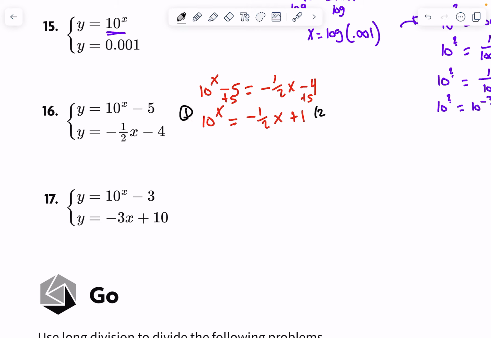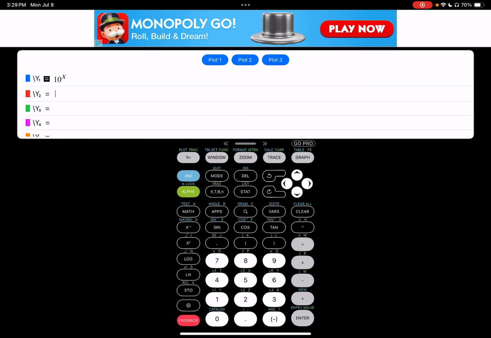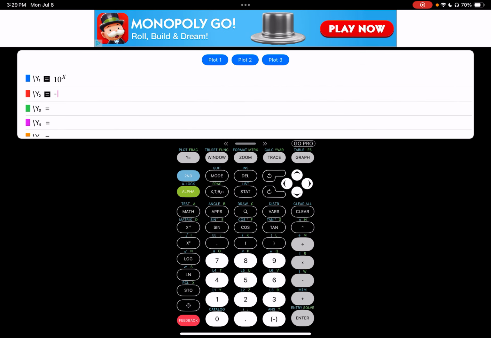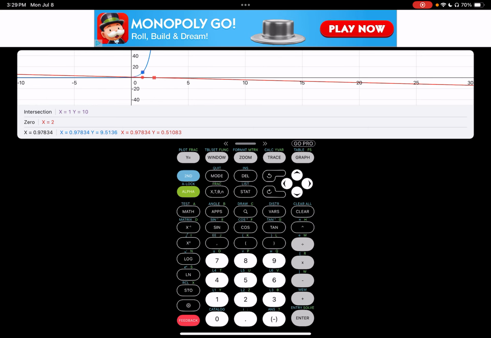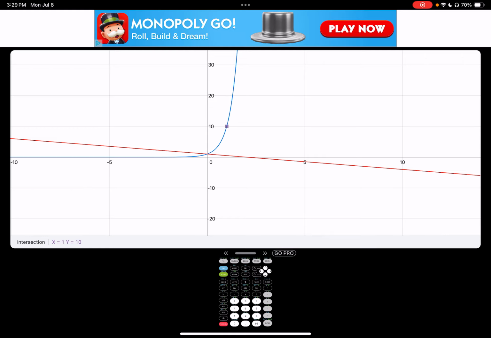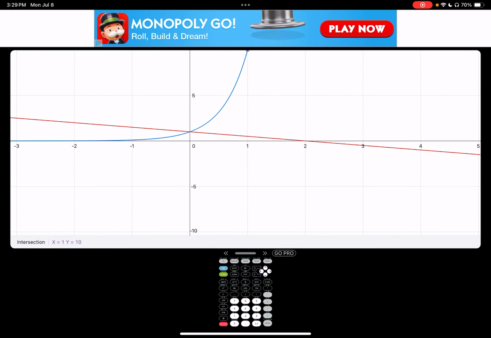Equation 1, equation 2, right? So let's go ahead and graph those. Let's go to our calculator. 10 to the power of x is equal to negative 1 half x plus 1. So let's see. This is my 10 to the x, and this is my line, okay? I want to find this intersection point.